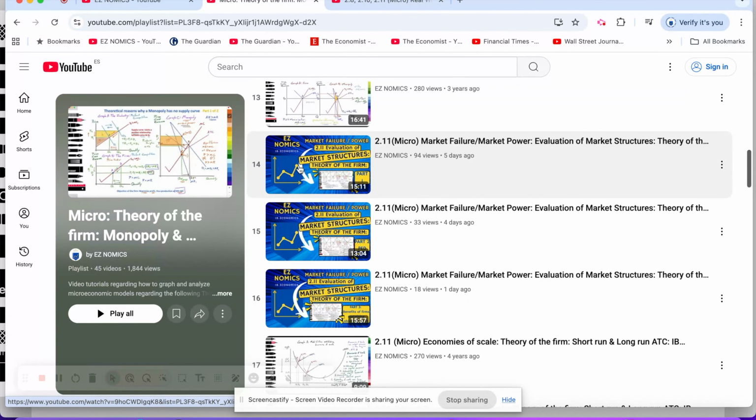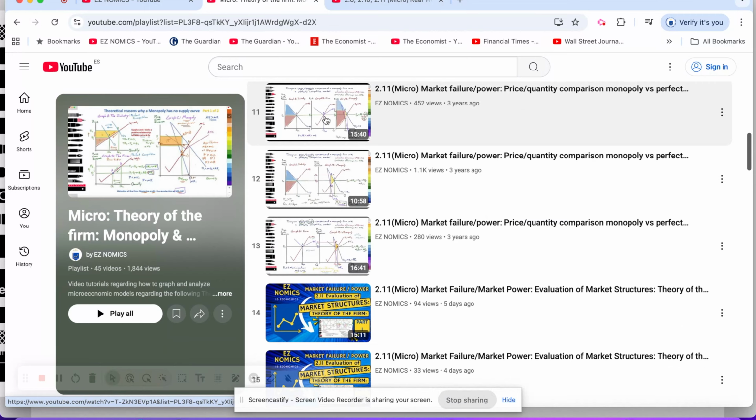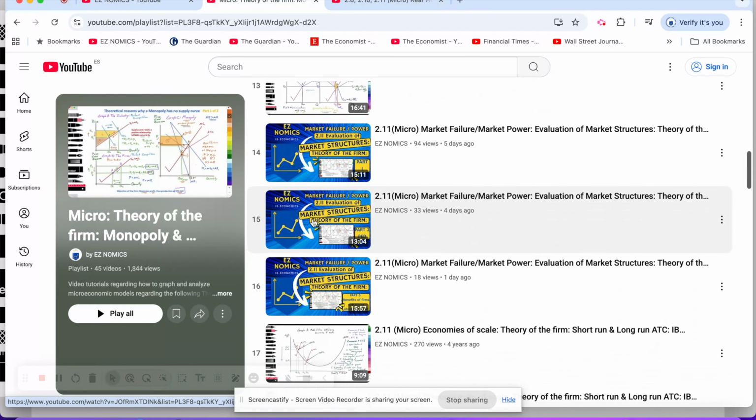This will be part of a few playlists, and I'll have these linked below. In this particular playlist dedicated towards monopolies and oligopolies, we have this series, and it originally starts off with going over the price quantity variations between perfect competition versus monopoly. We have 1, 2, 3 here, and in this series, we're focusing on applying other evaluative points. So this is part 1, 2, 3, and this is going to be part 4A.